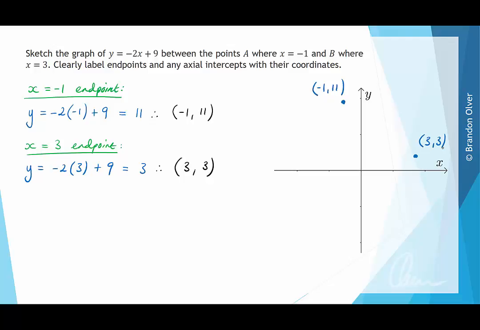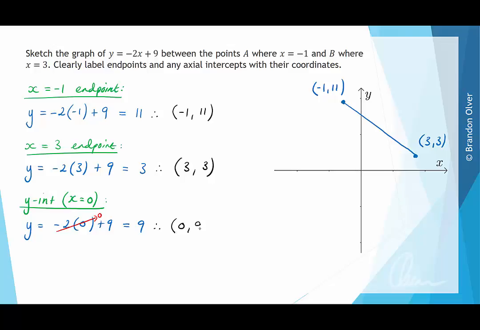So what we need to do is join those with a straight line, and then we can clearly see that there is a y-intercept but no x-intercept. So we only need to go looking for the y-intercept. We know that the y-intercept occurs when x is equal to 0. So we have y is equal to negative 2 times 0 plus 9. And negative 2 times 0 is just 0, so it cancels, and we have y is equal to 9. Therefore, the coordinate of that point is x is 0, y is 9, which is this point right here at 0, 9. So that's the line interval sketched between negative 1 and 3.